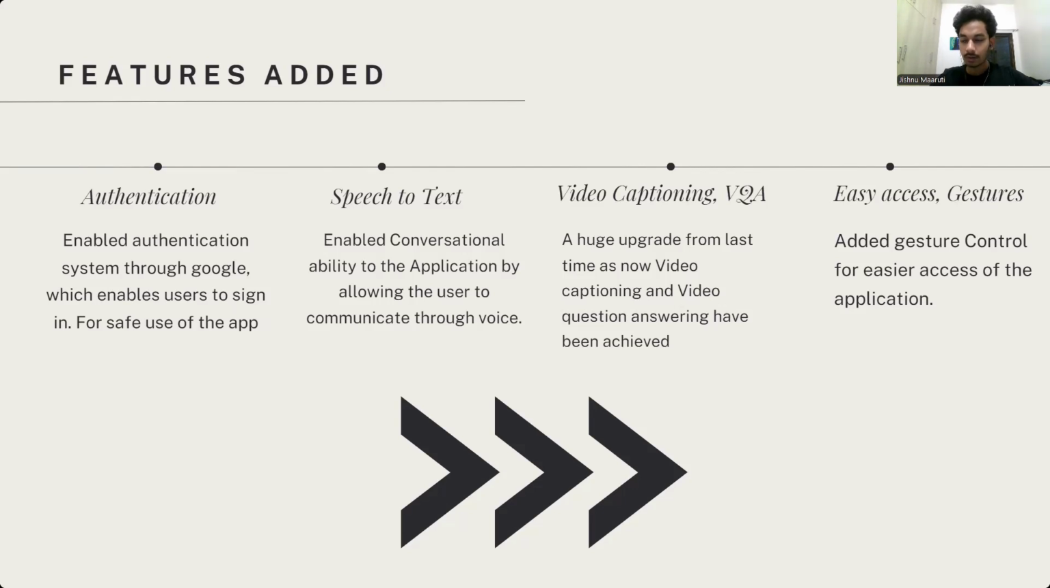So last time we were able to use the TTS plugin to convert text to speech, and it was a good advancement. But now we have also integrated speech to text into the app, which enabled conversational ability by allowing the user to communicate through voice. So it is basically easier for him or her, as it is a visually impaired person.